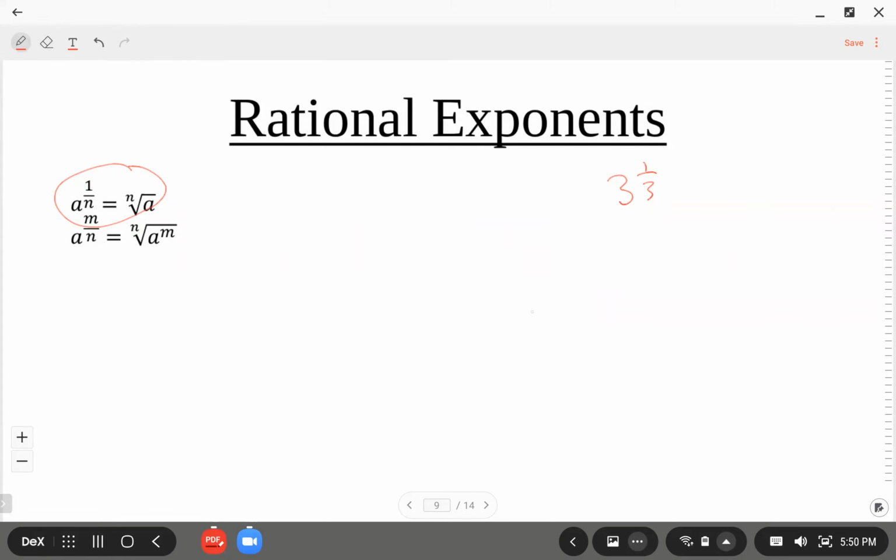Now, what is the fourth root of 16? That is going to be 2, because 2 to the fourth equals 16. Okay? So that is our formula.